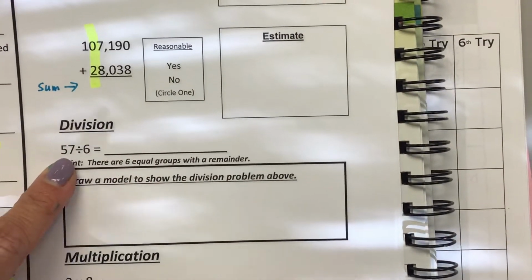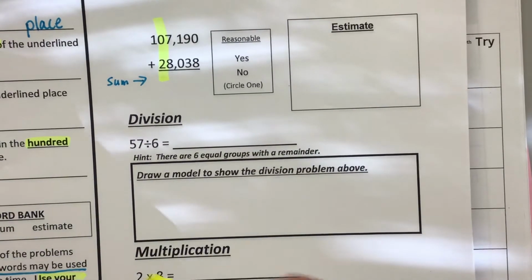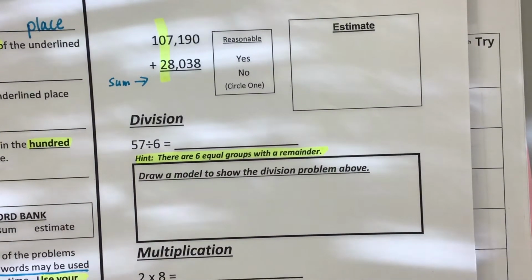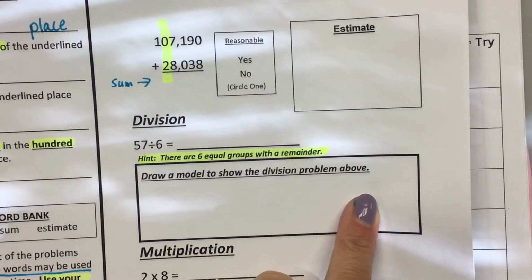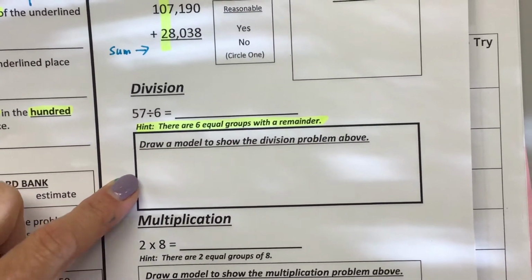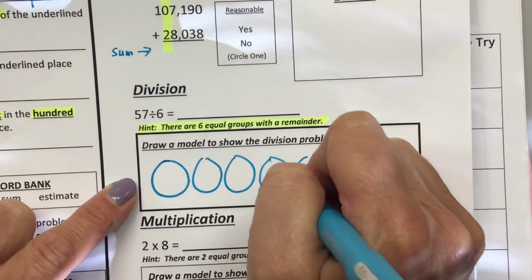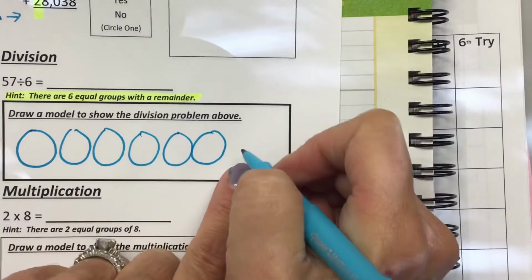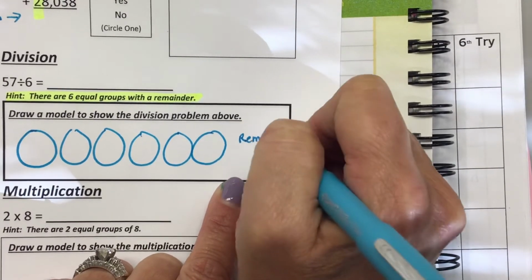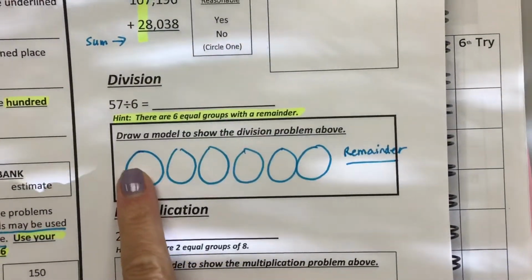Okay. 57 divided by 6, you need to actually put the answer to that here. And then here, there is a hint. There are 6 equal groups with a remainder. Draw a model to show the division problem. So we need 6 groups. Okay, I can show that just by drawing 6 circles. And then over here, I'm going to have some remainders. Whatever's left over, I could even write here, remainder. Okay, and I could do the hatch marks.